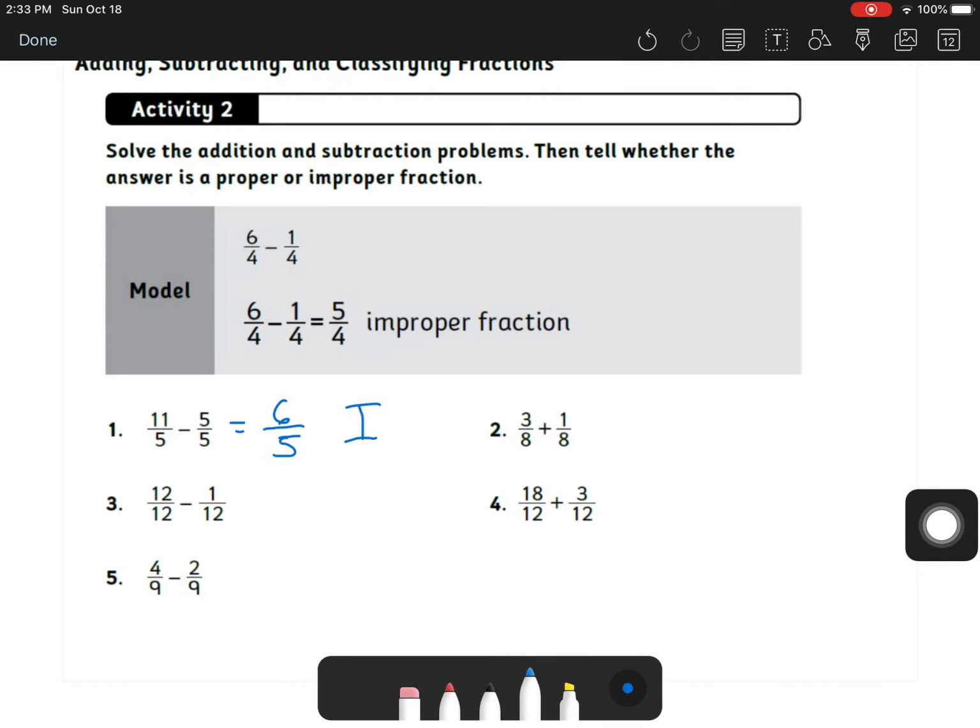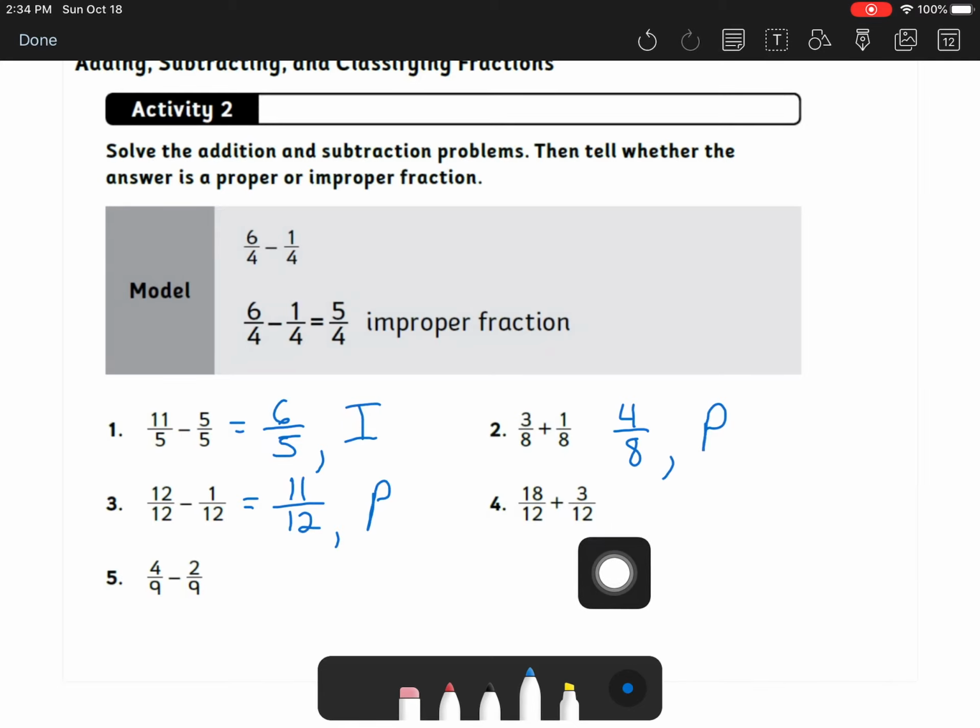Number 2, 3/8 plus 1/8. Well, we just add the 3 plus 1 and we get 4. So 4/8. Now that one's going to be proper. 12/12 minus 1/12. 12 minus 1 is 11, so we get 11/12. 11 is smaller than 12, that is proper. Okay, next problem, 18/12 plus 3/12. 18 plus 3 is 21, so we get 21 over 12. 21 is bigger than 12, so that would be improper.